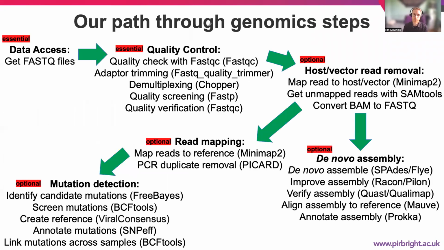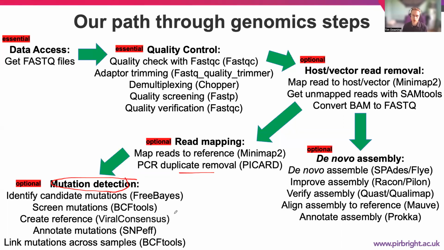Previously, we would have looked at accessing data and QC. We didn't do host vector read removal, but that's the same as read mapping. We looked at de novo assembly. We looked at read mapping here. And we're now in the part in mutation detection where we're going to use certain tools like FreeBayes and BCFtools.